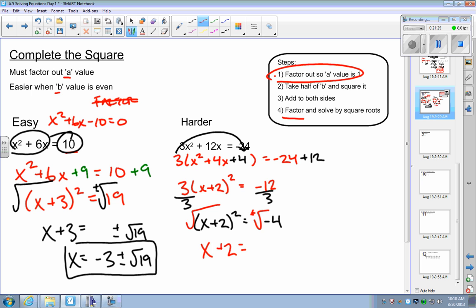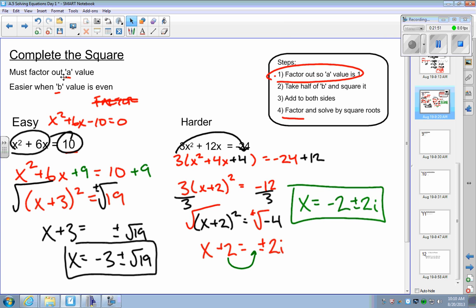Square rooting a negative number is going to give you that complex number stuff you've looked at before. So the square root of 4 is 2. If it's negative, throw the i with it. Swing this over. Negative 2 plus or minus 2i.